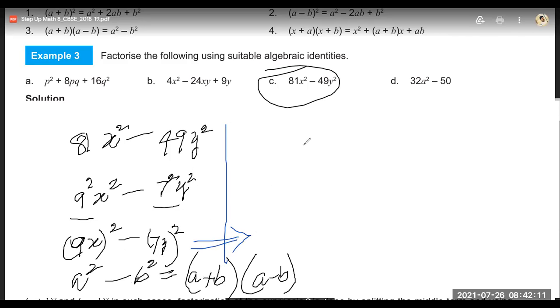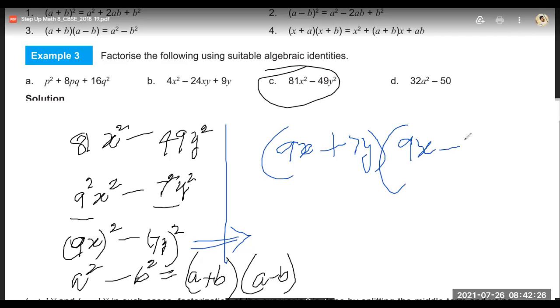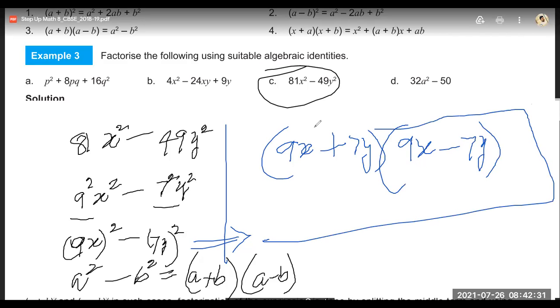In place of a we have 9x, and in place of b we have 7y. So we have 9x plus 7y into 9x minus 7y. These are the two terms written for the expression 81x square minus 49y square. So this is how we can factorize the given polynomial using the identity. Here we have applied the third identity: a square minus b square is equal to a plus b into a minus b.